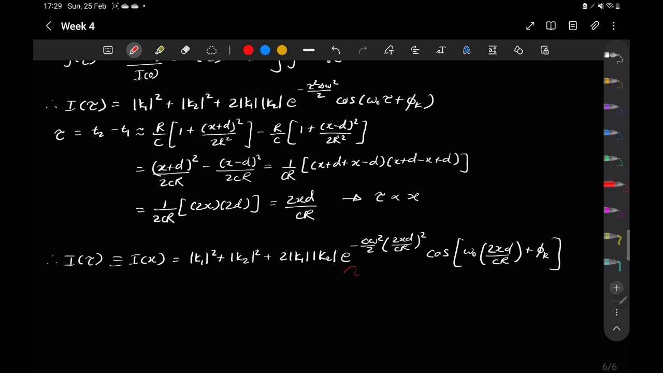Now, from this intensity, we see that there is this exponential term over here, and the width of this exponential term is proportional to 1 over delta omega. In fact, the exact expression of the width is CR over 2D delta omega. So once you find out the width of the intensity pattern on the screen, you can directly get the frequency bandwidth. Now let us look at the Mathematica simulations for the same.